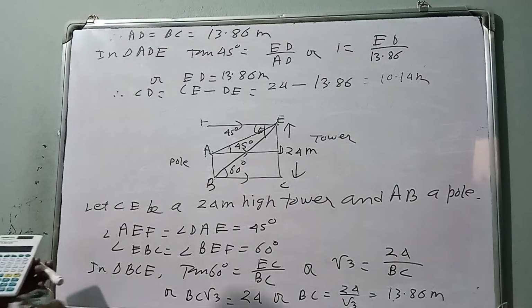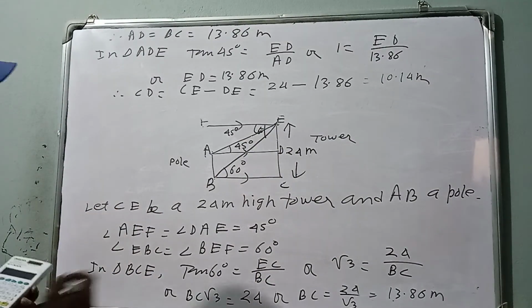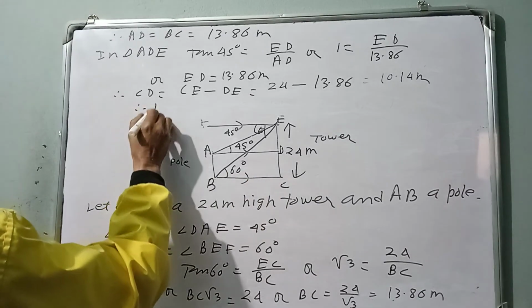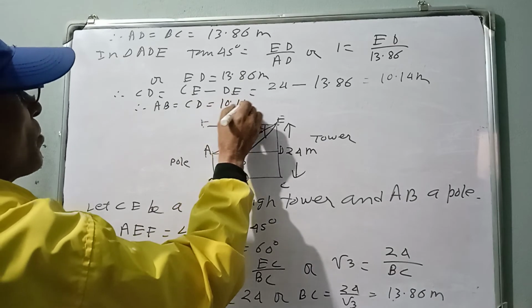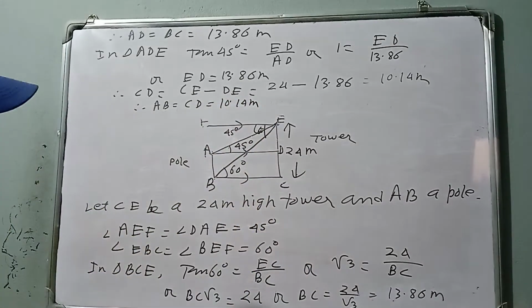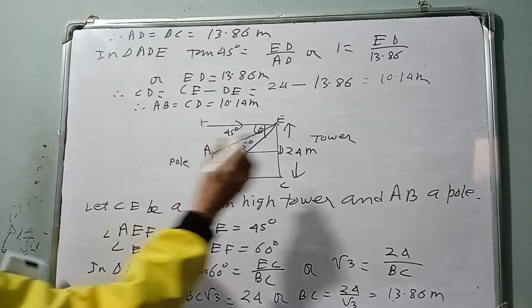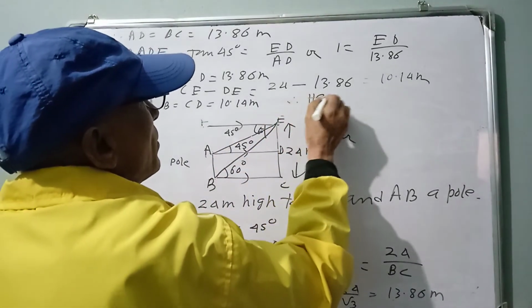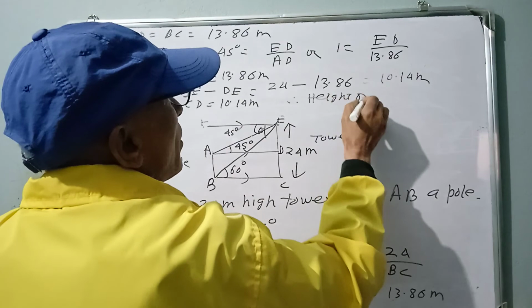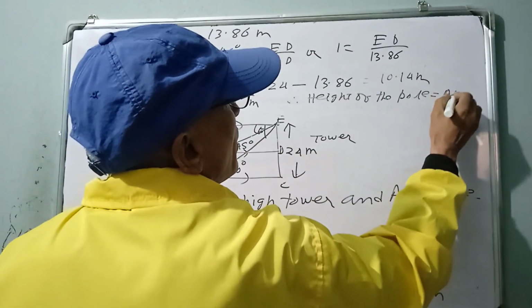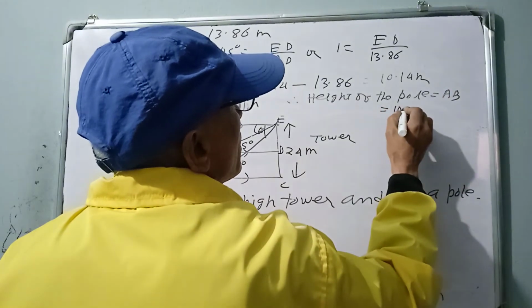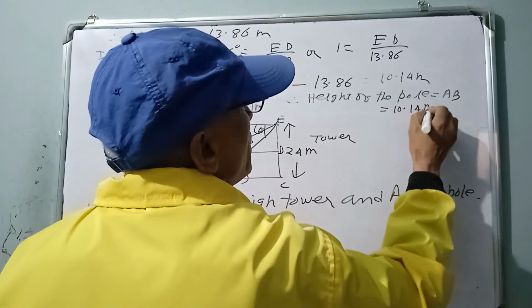Then what you can write? CD and AB are equal. AB equal CD equal 10.14 meter. So therefore height of the pole equal AB equal 10.14 meters.